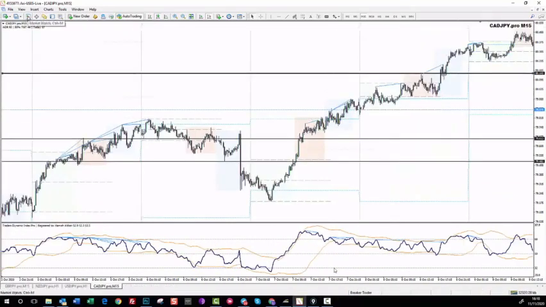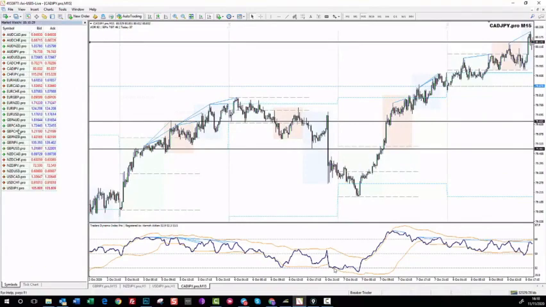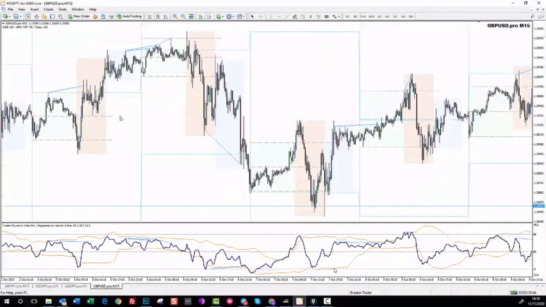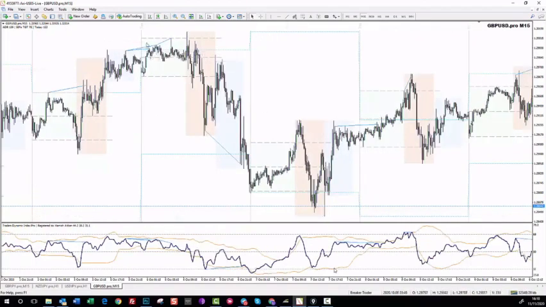So let me just switch over to, let's go something like pound US dollar. Okay, so in a pound US dollar pair, or euro US dollar, and pound and euro based pairs, you're going to get much more consolidation and much more movement in the London and New York sessions.